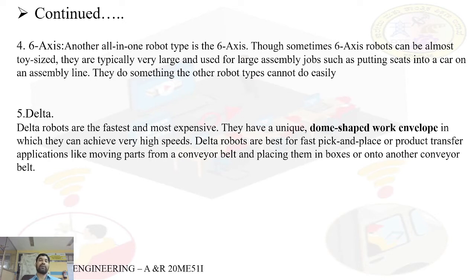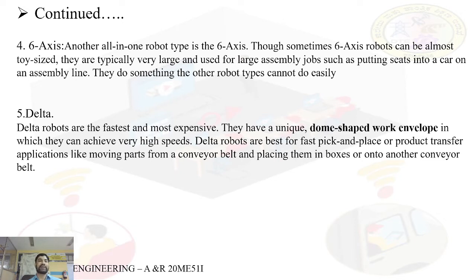It is used for large assembly jobs, such as putting the seats of a car into a car in the assembly line. You can see in BMW or any other famous car company's production department that the seats are placed using robots. So those robots include the 6-axis robot.